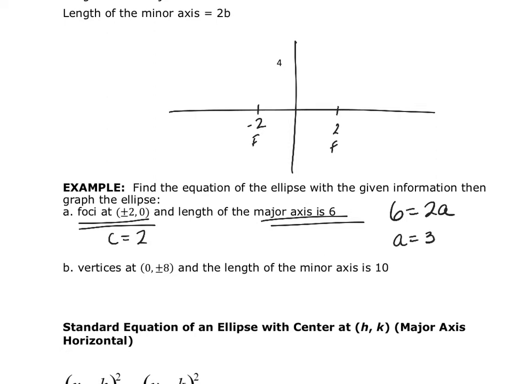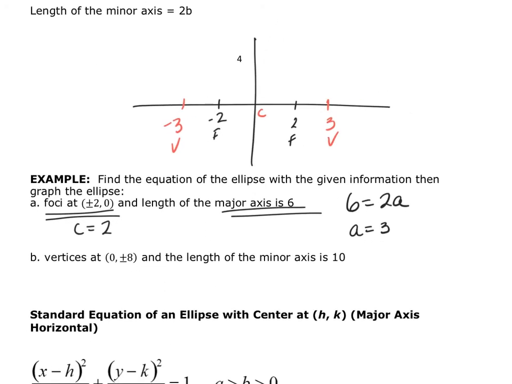So I come up here, and that means from my center, I have to go 3 in each direction. These are where my vertices are. Okay, so I know where my vertices are, I know where my foci are, and I know that my center is at 0, 0. The next thing I have to do is actually figure out what the equation is.